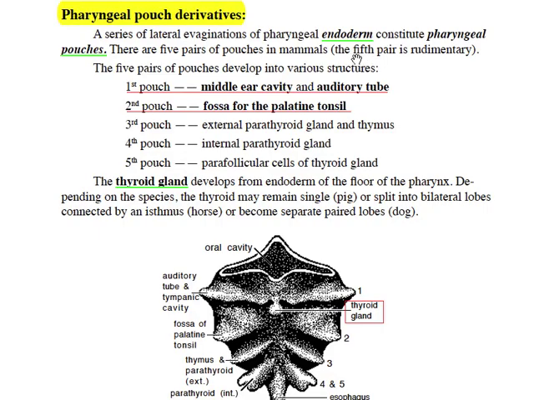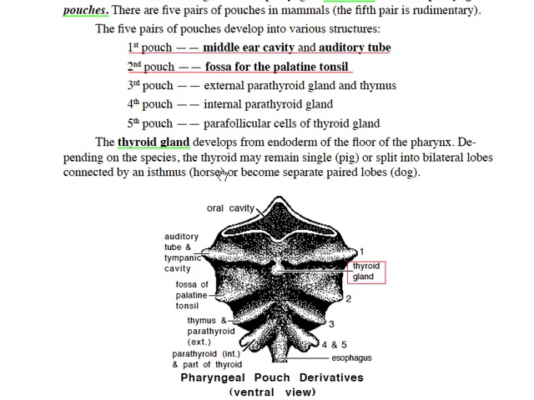Pharyngeal pouch endoderm gives rise to various cavities and glands of the head. The first pharyngeal pouch gives rise to the auditory tube and middle ear. The second pouch gives rise to the fossa for the palatine tonsil. Finally, the thyroid gland develops from a midline evagination from the floor of the pharynx. We're looking at a surface ventral view of the pharynx, and these are the various pouches, and this coming from the ventral midline is the thyroid gland.